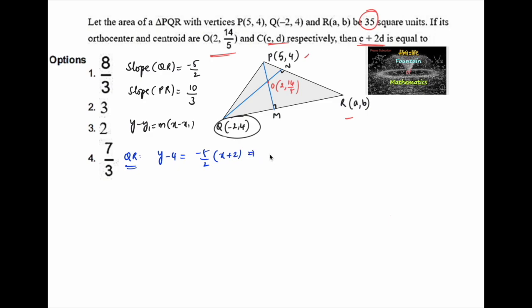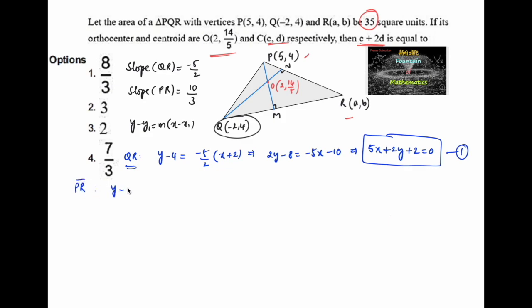So simplifying, we can write 2y minus 8 is equal to negative 5x negative 10. So which implies that 5x plus 2y minus 10 plus 8 is minus 2 is equal to 0. Sorry, 5x plus 2y plus 2 is equal to 0. So it's equation 1.